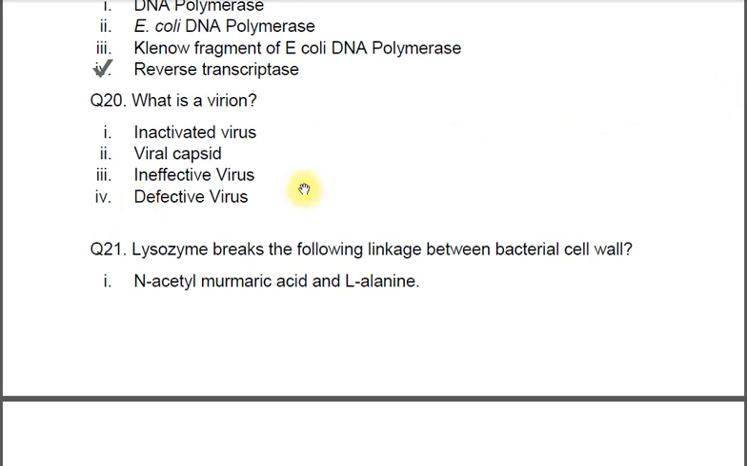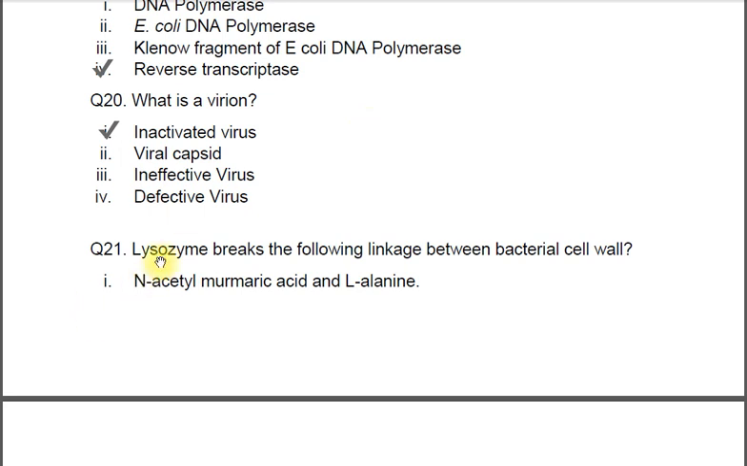The correct one is the option 1, inactivated virus. Actually it is the viral particle which is present outside the host body. It is capable of causing the infection once it enters the host cell.